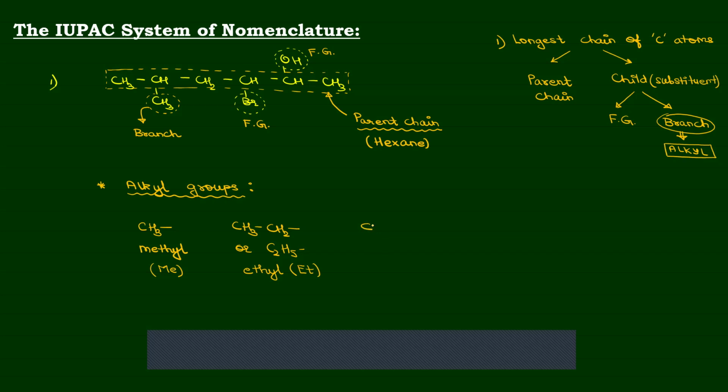So next, after the ethyl, I get CH3, CH2, CH2, and a radical. Also, I get CH3, CH radical, and a CH3.